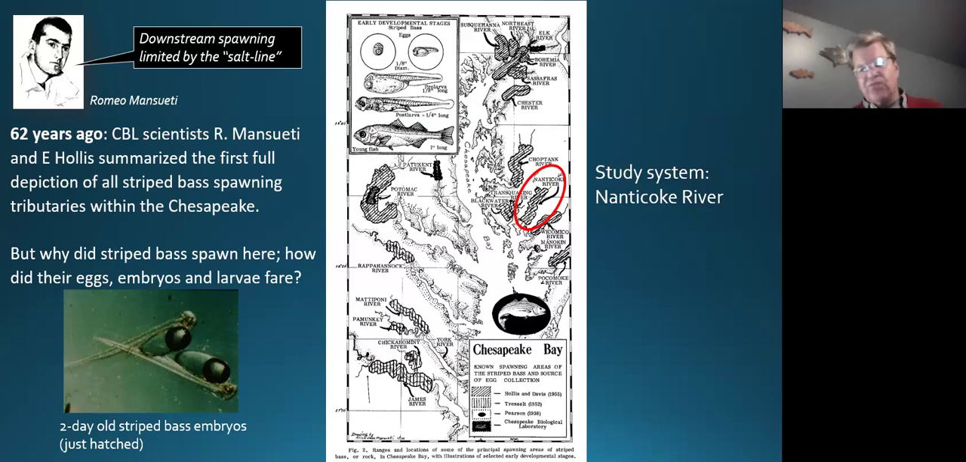And the question was, well, why would striped bass adults that are in the Chesapeake or in ocean waters come all the way back up to this freshwater area to spawn and do this year after year? It must be good for their eggs and embryos and larvae. What happens to them after they're spawned? Here's an example of some embryos that are just hatched. So I looked at the system on the Eastern Shore, the Nanticoke River, to investigate this idea that the salt front is the delimiting line for nursery areas and what happens after spawning occurs.